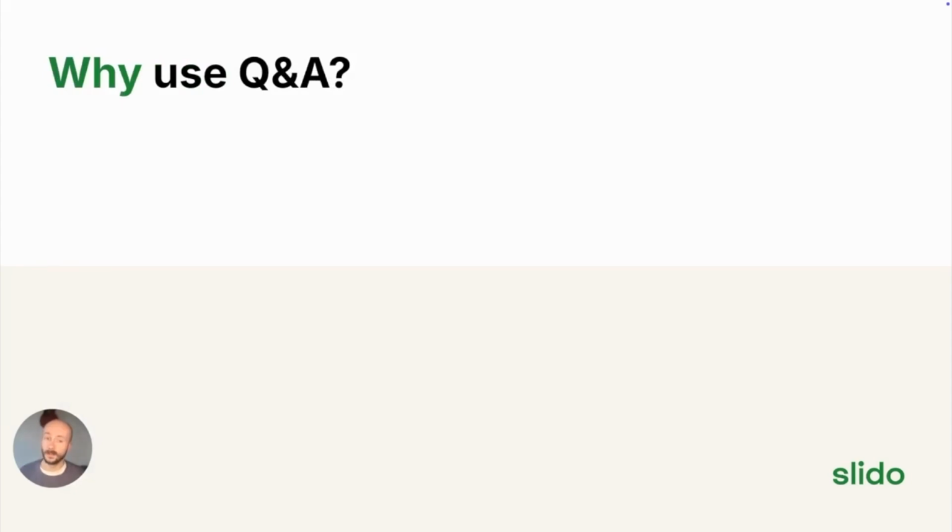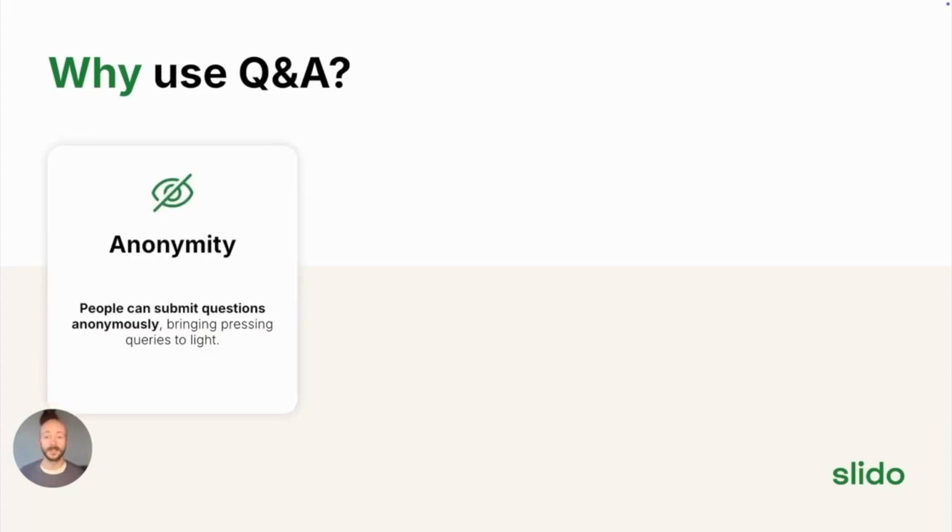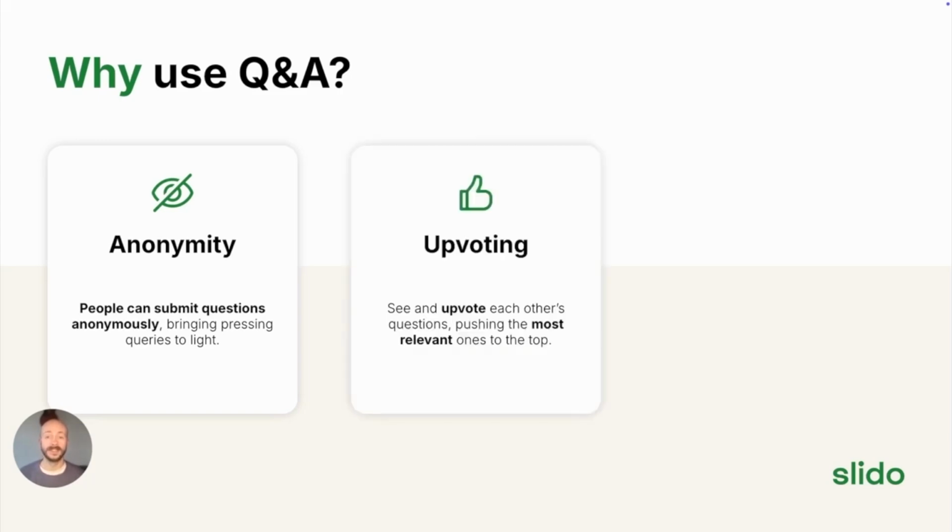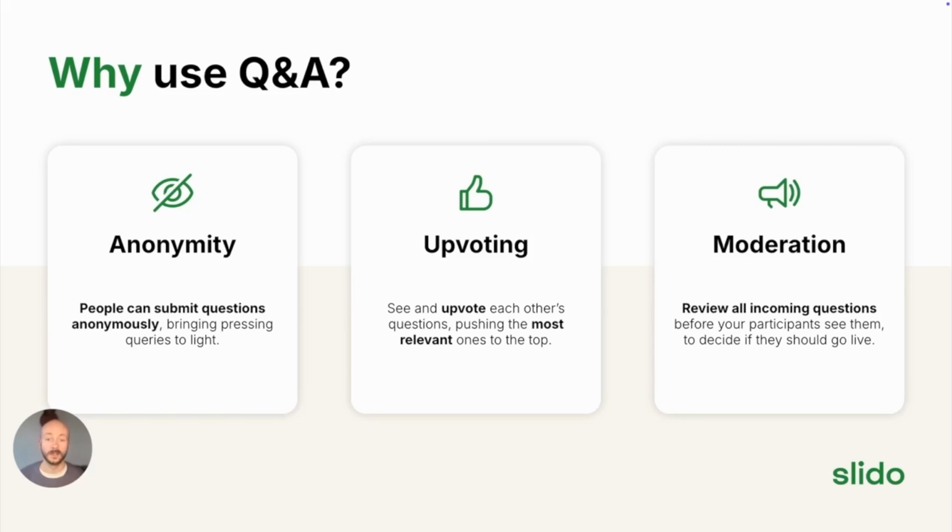So you might be asking, why should I use Q&A with Slido? And I'll tell you. One thing is that many great questions never get asked because of a fear of speaking up, but with Slido, people can submit questions anonymously so that all pressing issues come to light. You can also make your Q&As more efficient and democratic because Slido lets people upvote, so you can see all the questions, upvote the ones you like, and the most relevant ones will then go to the top. And lastly, you can manage your Q&A to be relevant by using moderation. So review all incoming questions before your participants see them to decide if they should go live.